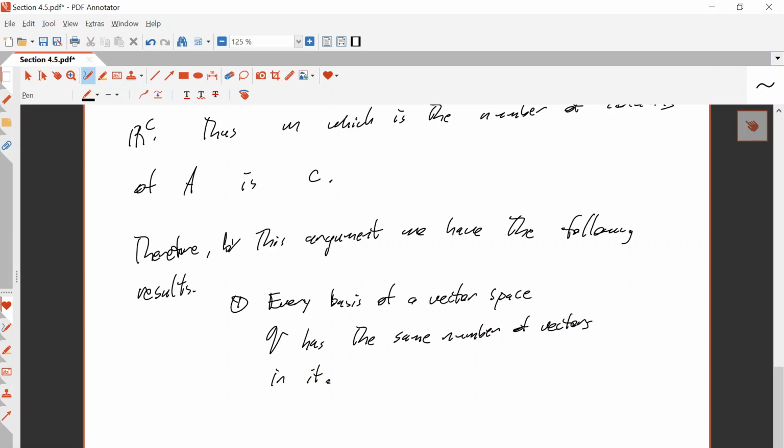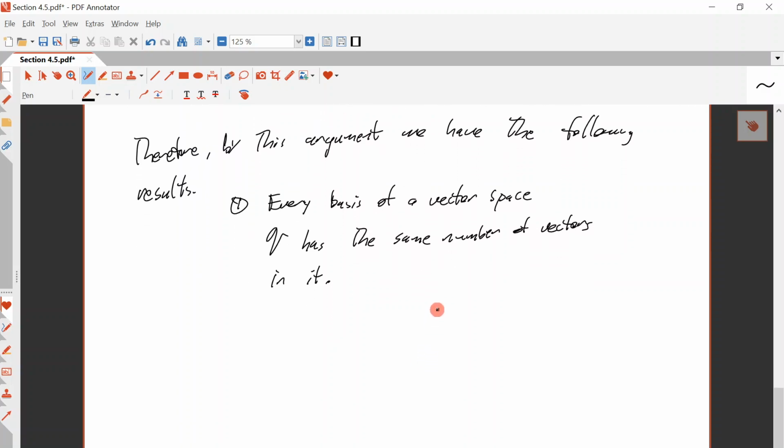Every basis of a vector space V has the same number of vectors in it. This number of vectors is called the dimension of V.